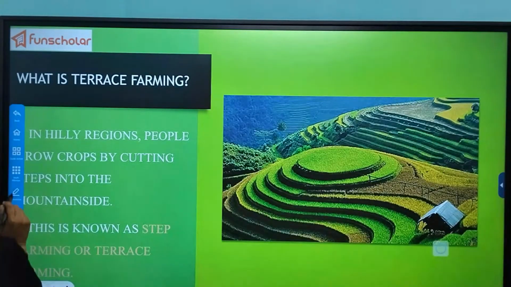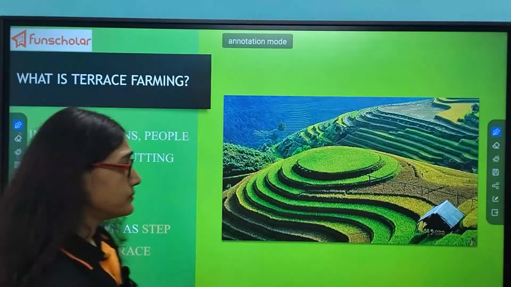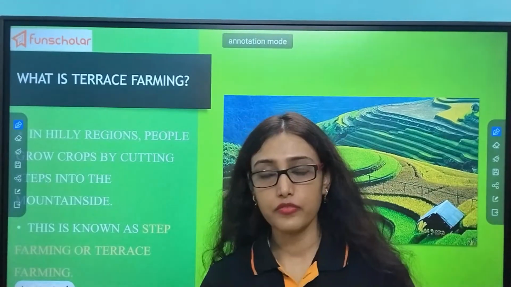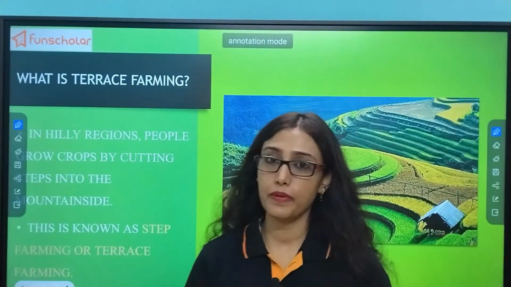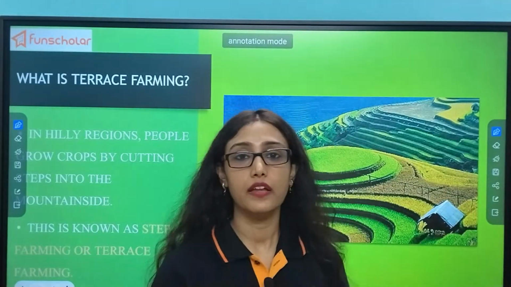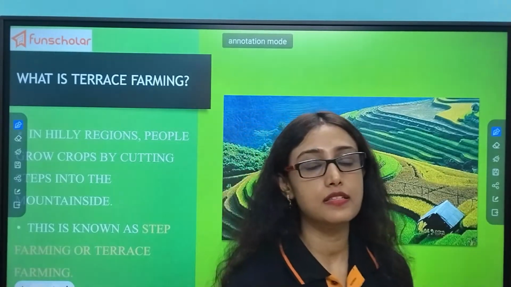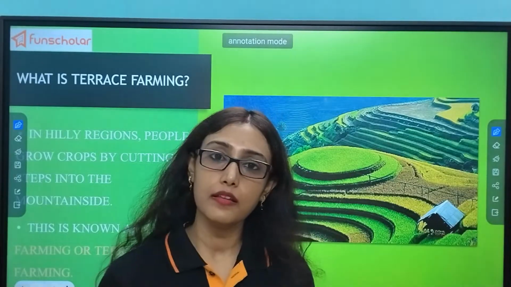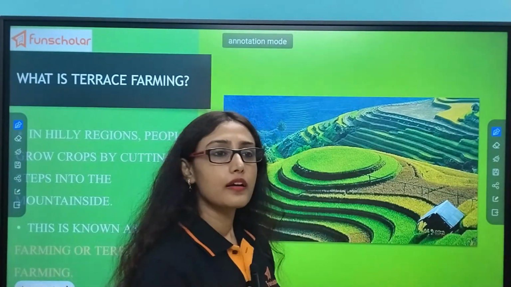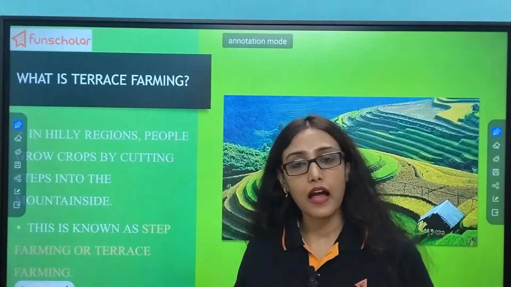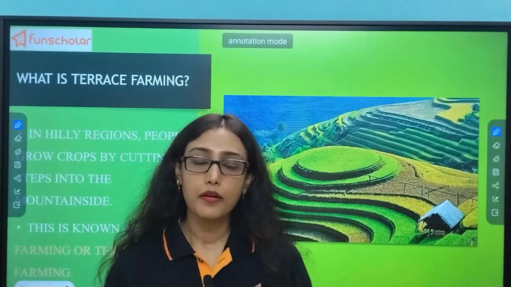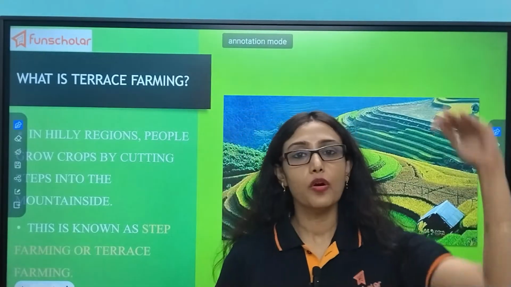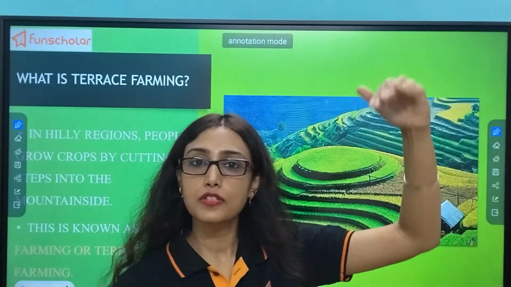Now agriculture is done. So agriculture in India. India is a land where there is coastal plain, plateau, mountain, and plains. So different kinds of land forms are there in India. Agriculture in a plain area is easy, okay.